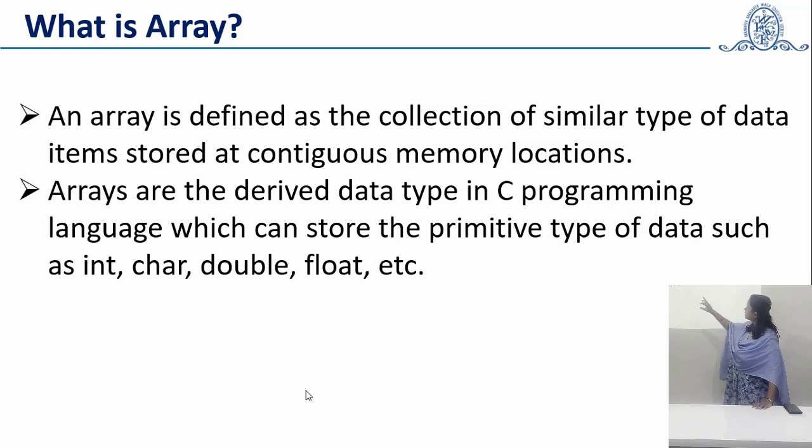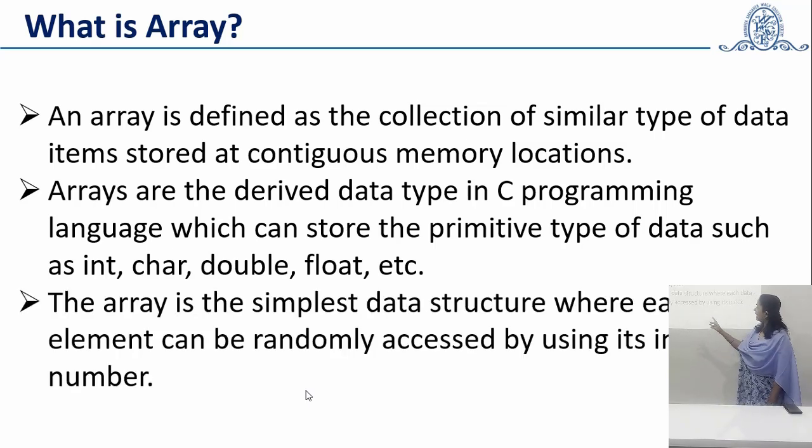Arrays are basically a derived data type in C programming language which can store primitive types. Primitive type means it could be integer, char, double, float, etc. The array is the simplest data structure where each data element can be randomly accessed by using its index number. As we have seen in the earlier slide, the index of the array starts with 0 and since 1000 memory locations are there, it will end with 999.